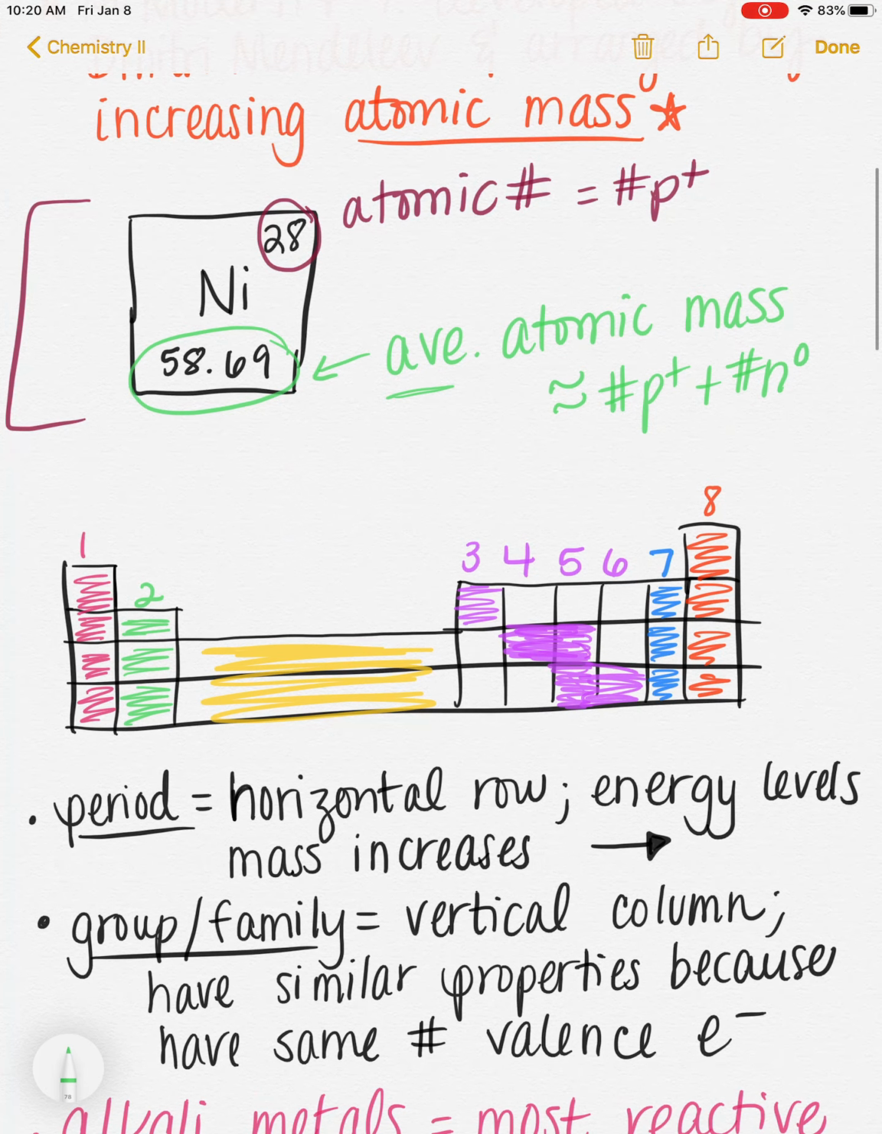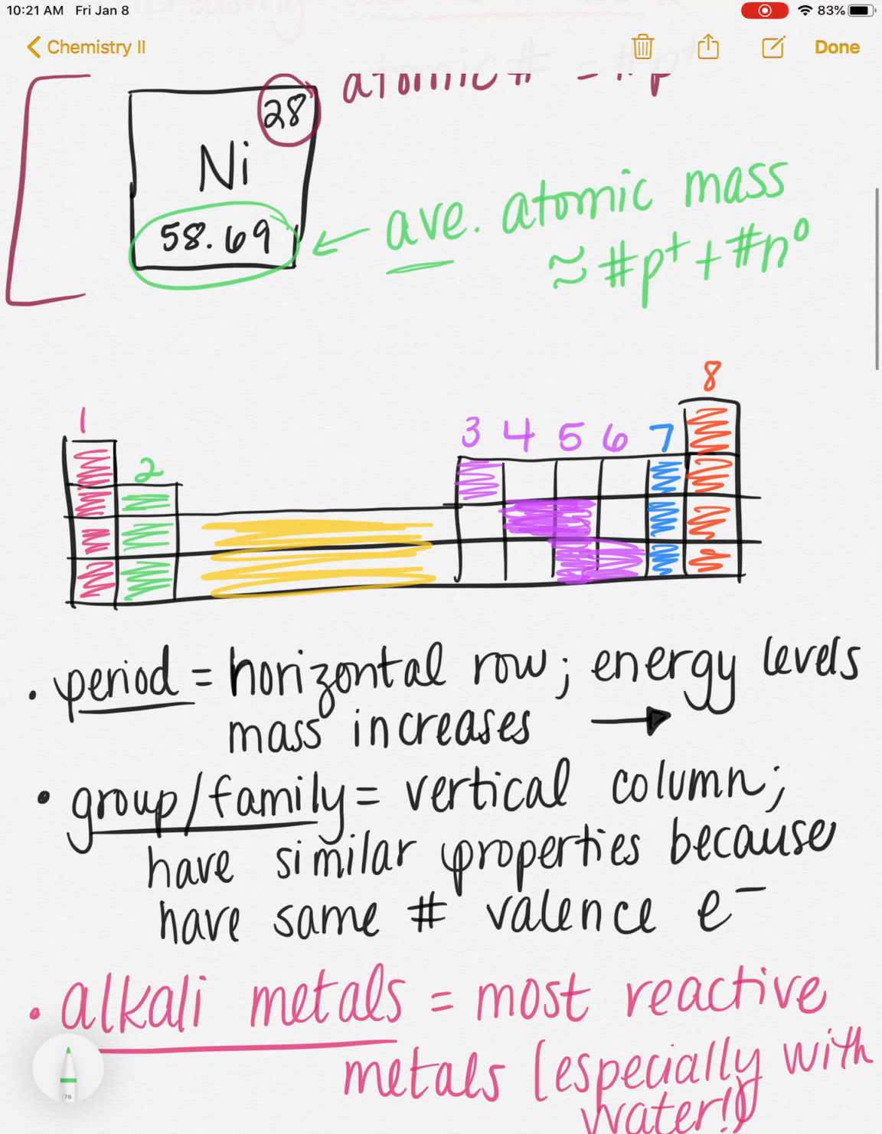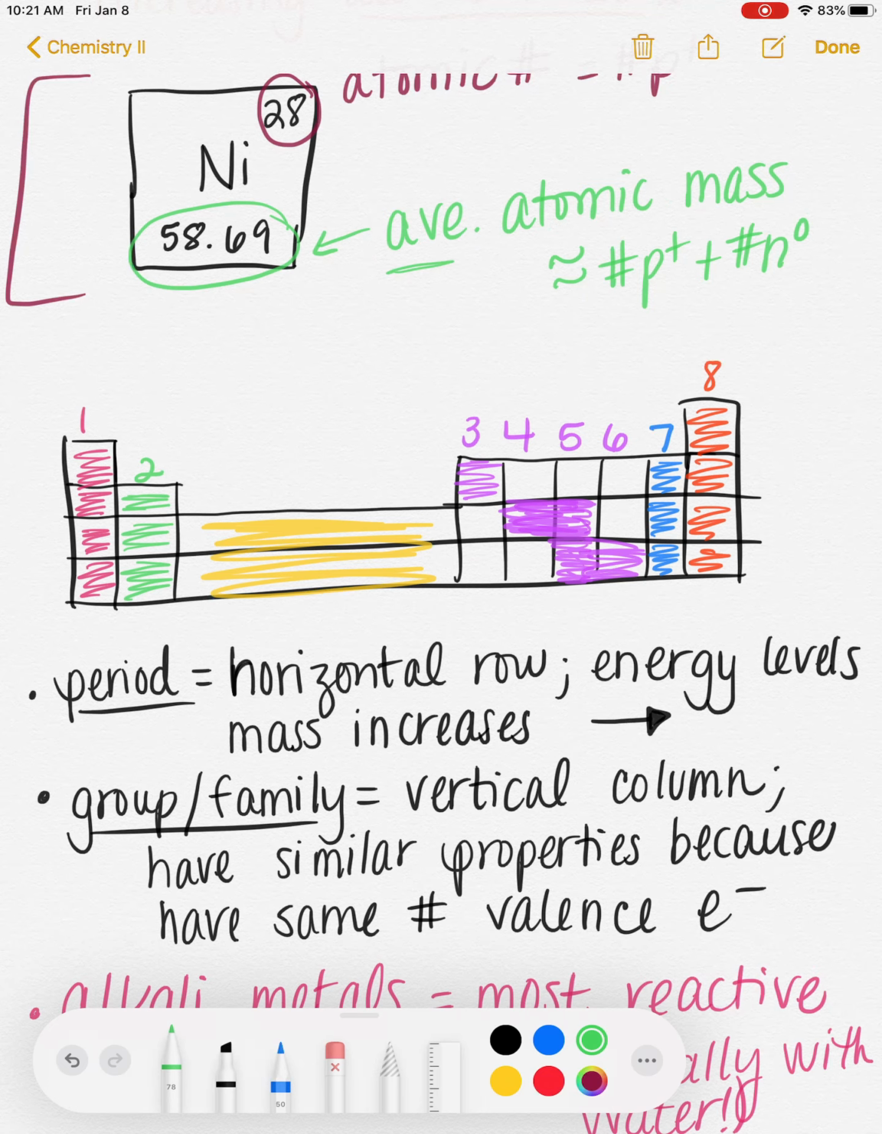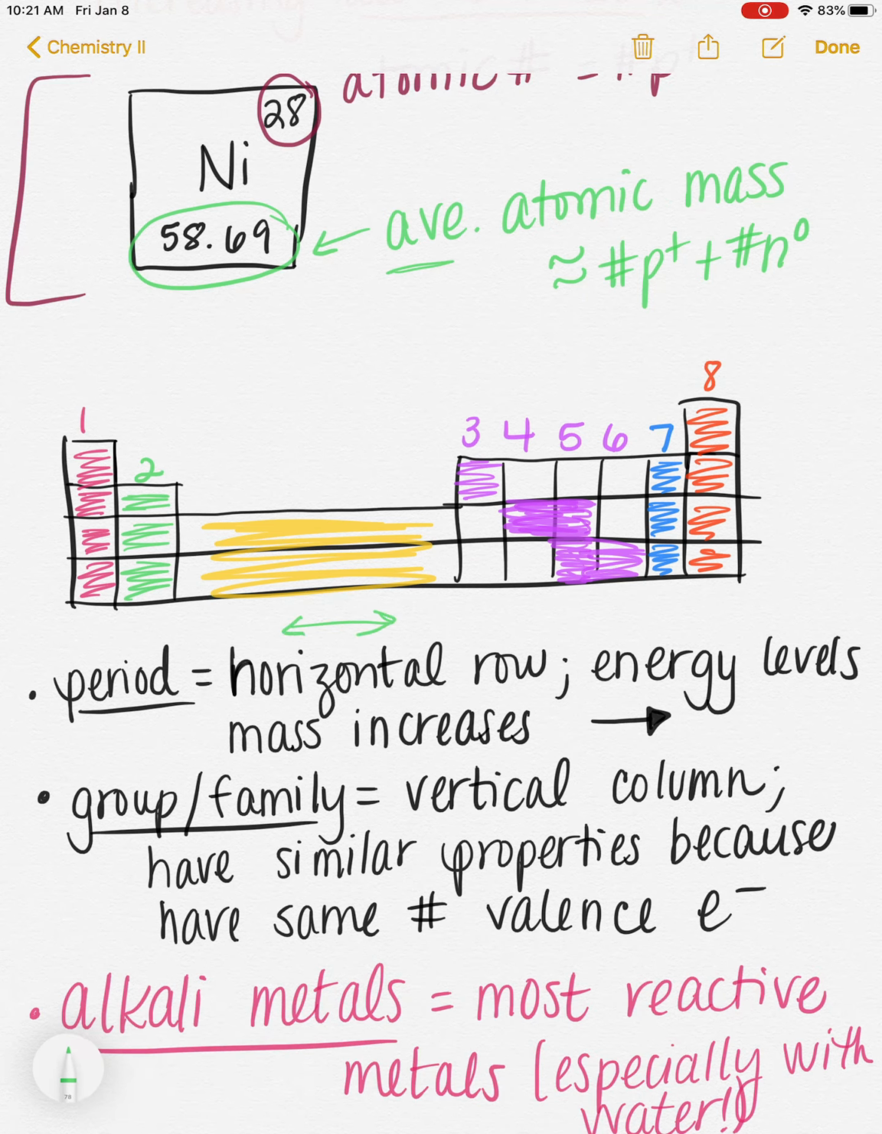All right, I've sketched in a very crude periodic table. I'm definitely not an artist, but this gives us kind of the basics of a periodic table. A period, I want to remind you, is a horizontal row, so that means left to right. Elements that are in the same period are in similar energy levels for their valence or outermost electrons. The mass will increase as you go from the left to the right within a period.